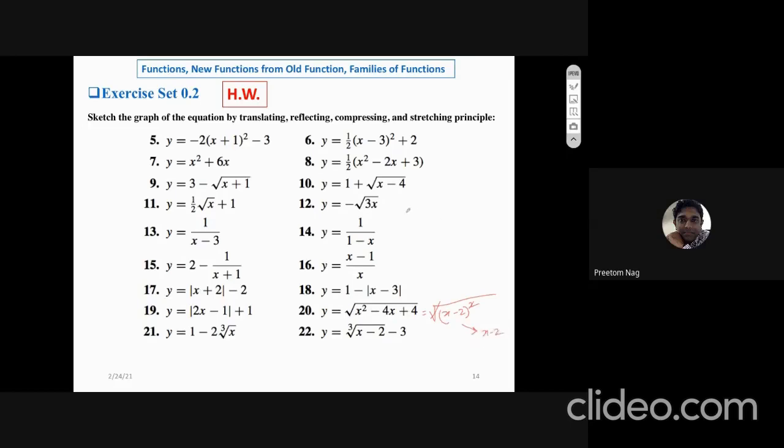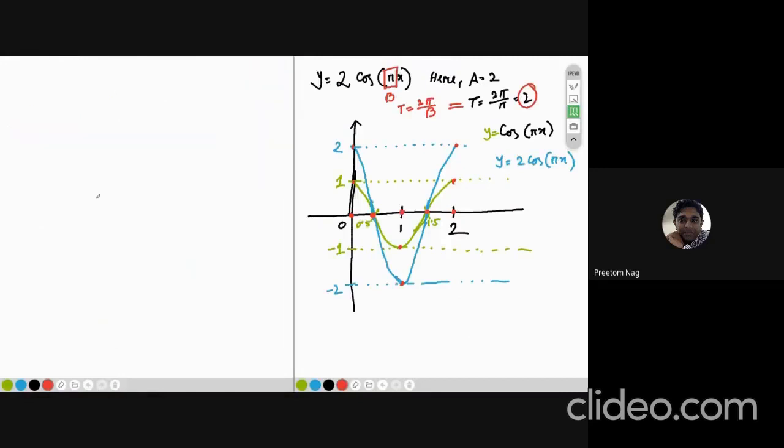And now then its graph will be, what will be its graph? What will be the graph of x minus 2, basically y equal to x minus 2. So 2 units coming. Okay, so this is the graph of y equal to x minus 2 on the right hand side. Let me use a different color.